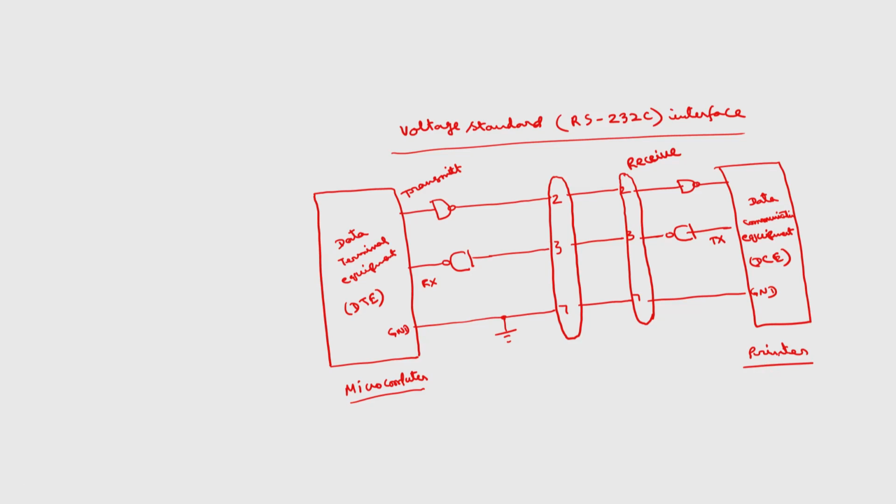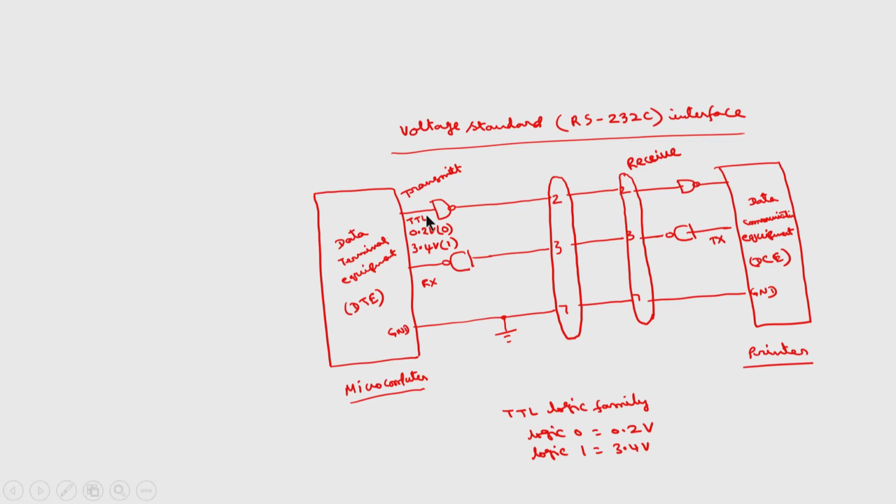Now one important thing here is that this data terminal equipment will send signals logic 0 and logic 1. In the TTL logic family, transistor logic, logic 0 is represented by 0.2 volts and logic 1 is represented by 3.4 volts. This is corresponding to logic 0, this is corresponding to logic 1. These are TTL levels.